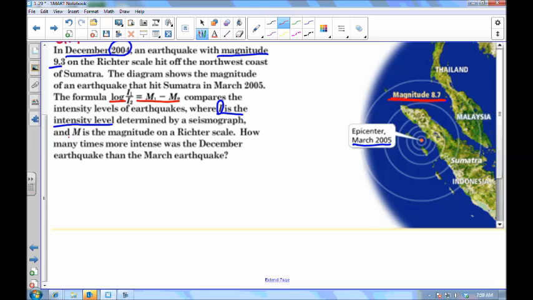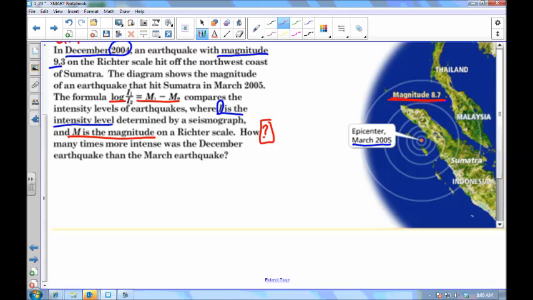I can think of two more things we need to know. Yes, thank you. M is magnitude. What else do we need to know? The question. You always have to know what you're trying to answer. The question is, how many times more intense was the December earthquake than the March earthquake? You'll have a couple problems like this on your homework. We will have to use this formula, so make sure you have the formula written down. I'll write it larger right here.